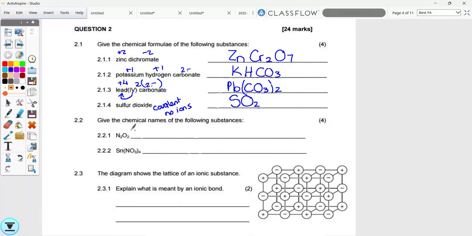Okay, names of the following. N2O2. Okay, they will mark it right if you just say nitrogen dioxide. But because you guys are now getting used to the names, dinitrogen dioxide.